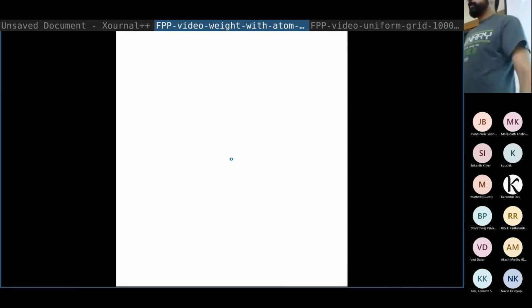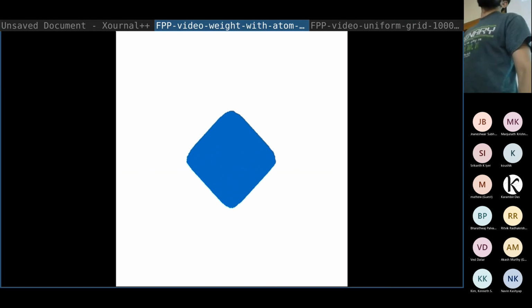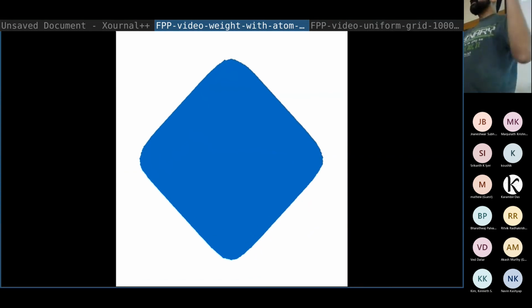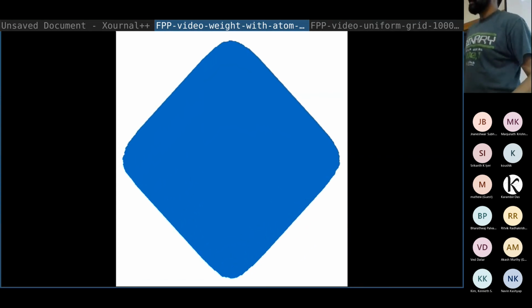Okay, so now let's see what happens to the shape. Now it clearly becomes a diamond. A diamond with soft rounded edges.